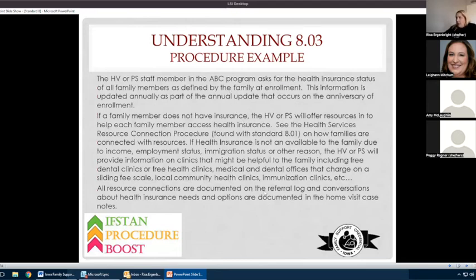I did want to call attention to one thing. If health insurance is not available to the family due to income, employment status, sometimes immigration status affects that, or any other reason. So I wanted to kind of call it out. I know a lot of times we think about affordability being the reason that a family might not be able to access health insurance, but sometimes there are other factors that come into play, and so we need to make sure we're talking about it in a way that considers all of those other options.